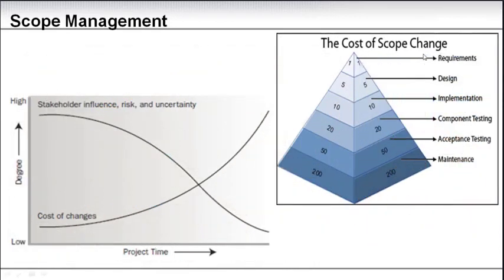So as we discussed before in previous lessons, we saw that the cost of scope changes normally goes up on a project. Now that is true, and if you look here at the cost of scope changes, you can see that during the requirement gathering, the scope change cost is very small. During the design, it's higher, and so on.